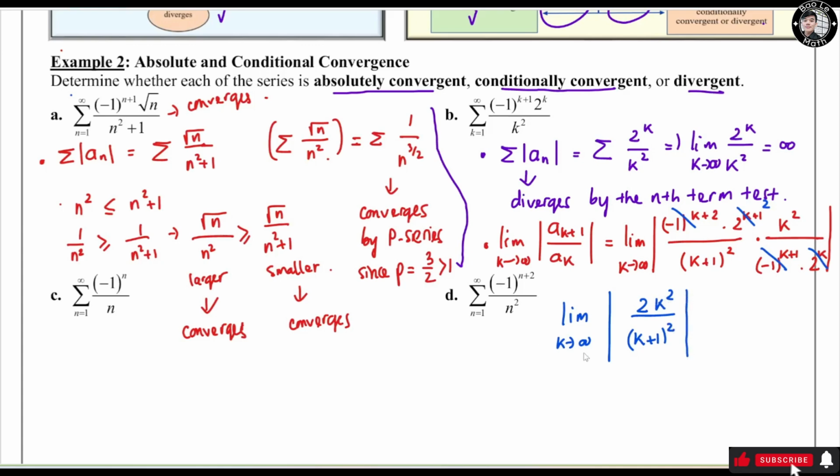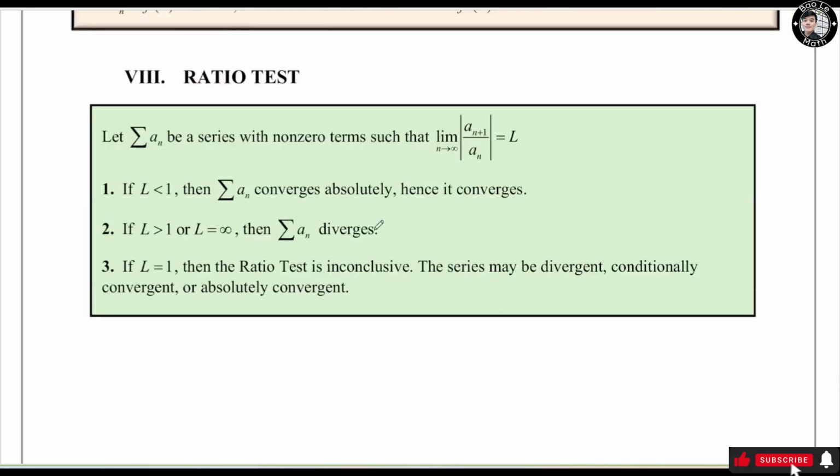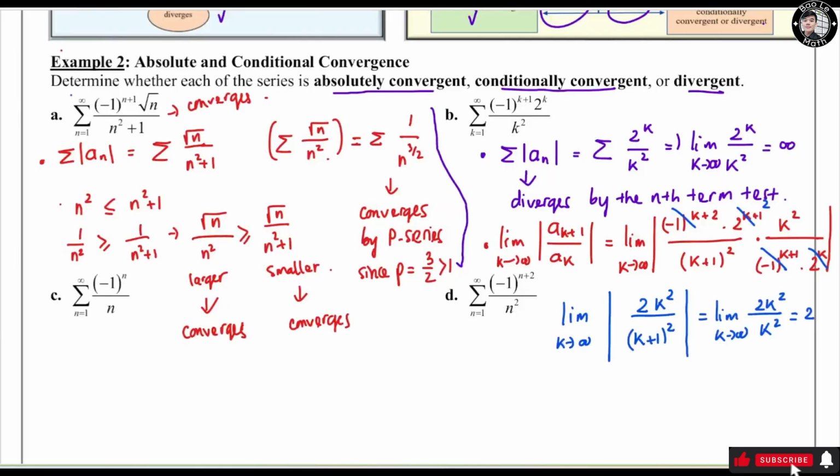Now when k approaches infinity, the 1 right here doesn't really matter. So it turns out to be the limit of 2k squared over k squared. When k approaches infinity, it's going to be 2. So we look at the ratio test. If it's greater than 1, the series diverges. So you can say that this guy right here diverges by the ratio test.